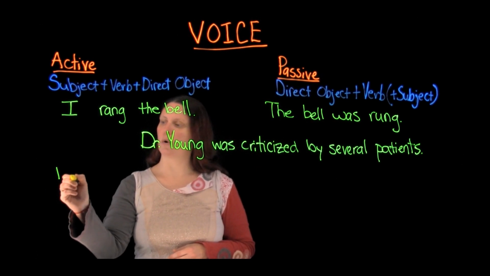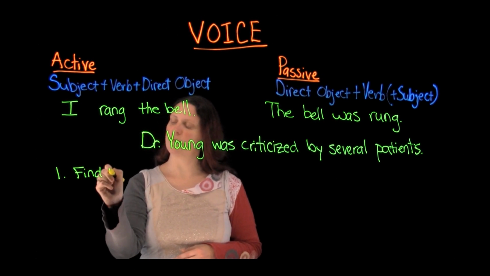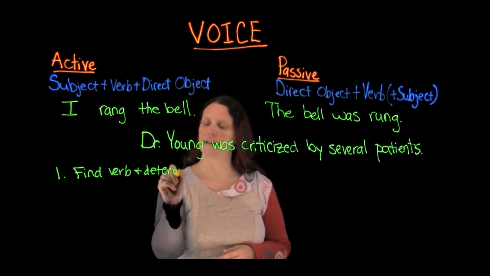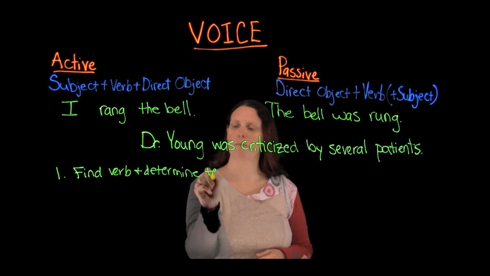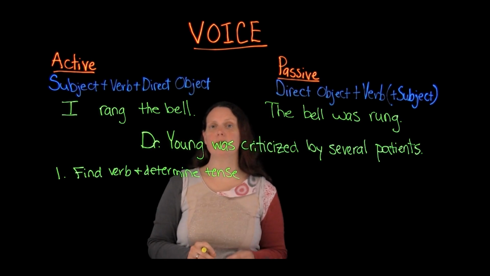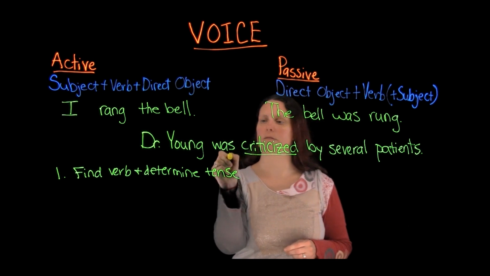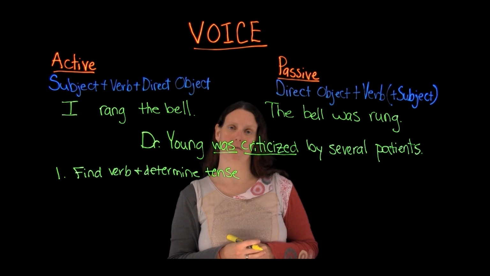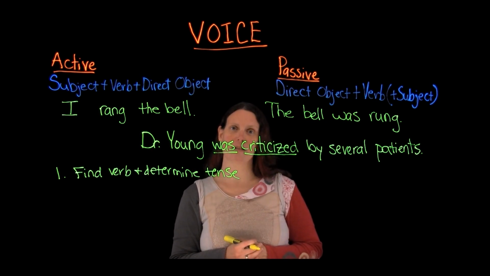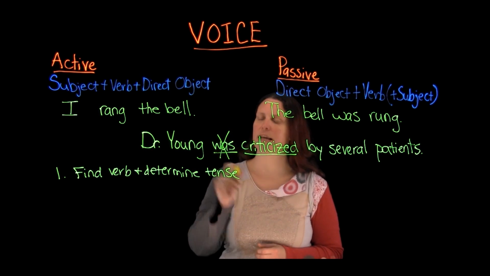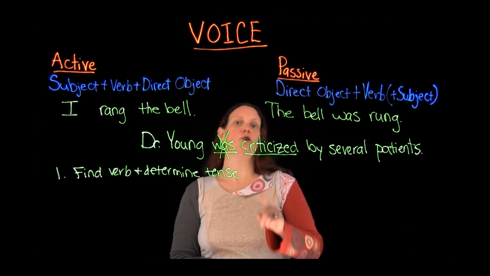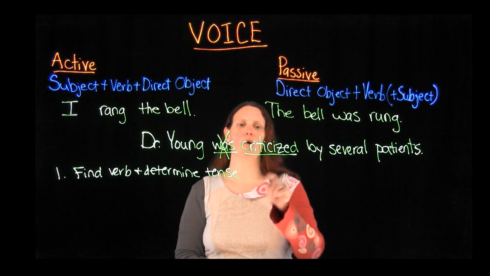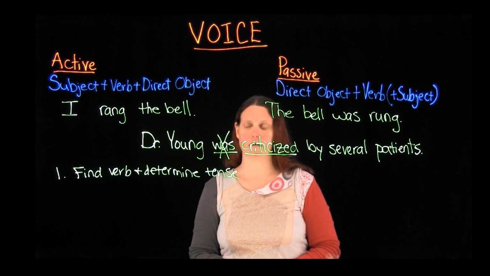The first thing you're going to do is find the verb and determine the tense. So, in a passive construction, you will always have a helping verb. The helping verb will be some form of the to be verb. When changing it into active voice, you delete that helping verb, but you consider the tense it's giving you. Since was is past tense, we are going to keep our verb past tense as well.